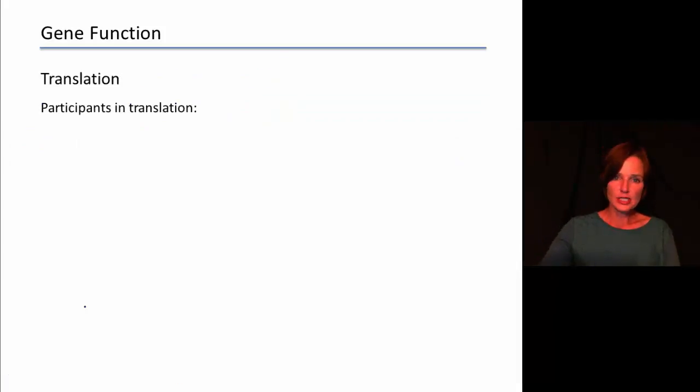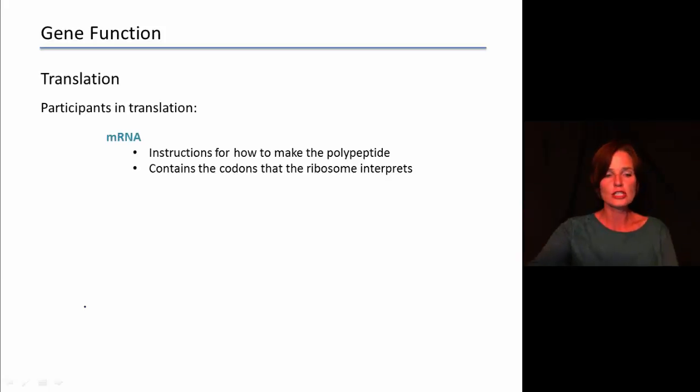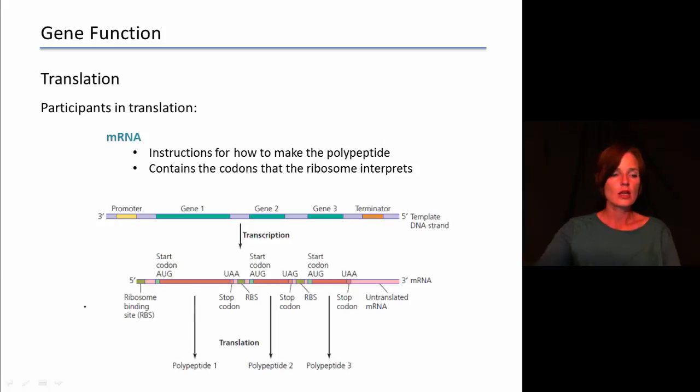So if we talk about participants in translation, we have mentioned a couple of them already. So just to emphasize again, the first participant is that we have to have the instructions. That's the mRNA molecule. So this is the instructions. It contains the codons. This is how we're going to make that polypeptide. It will later be the ribosome that's going to read those instructions and take the information in the codons and translate that, interpret that to mean a specific amino acid sequence.